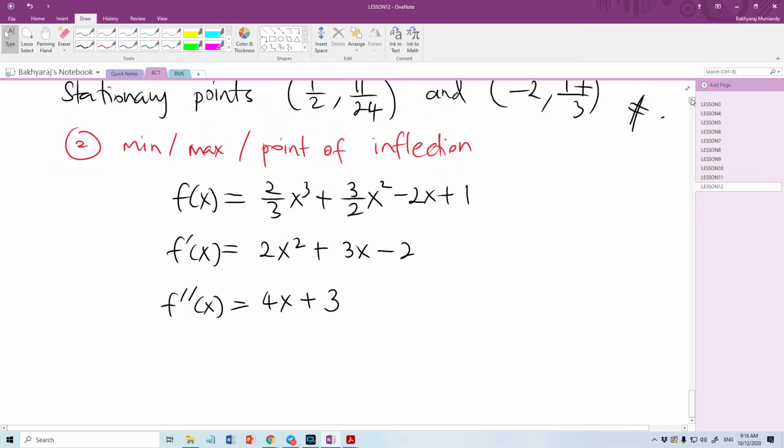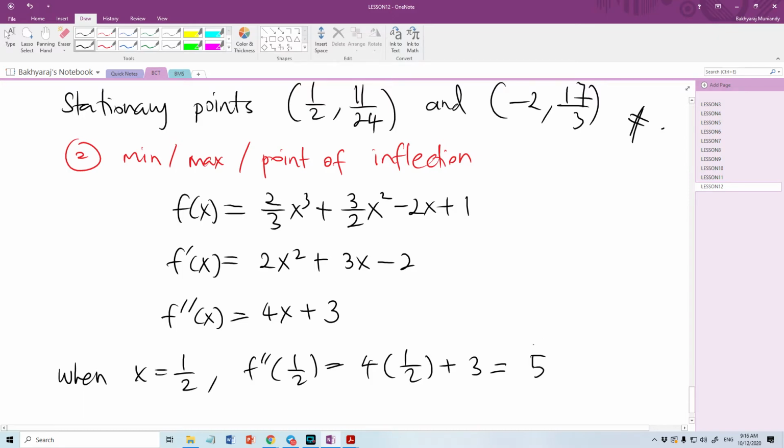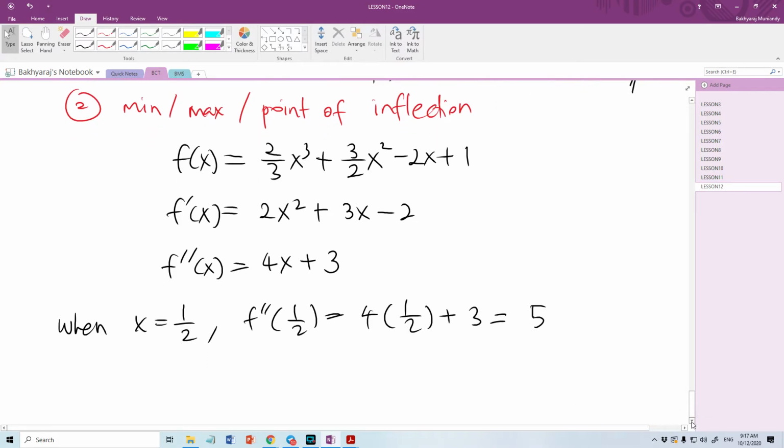So when x equals 1 over 2, f double prime of 1 over 2, you get 4 times 1 over 2 plus 3, right? So how much do you get? I think you'll get 5, correct. Okay, now you go for negative 2. When x equals negative 2, we get negative 5. 4 times negative 2 plus 3, you get negative 5.